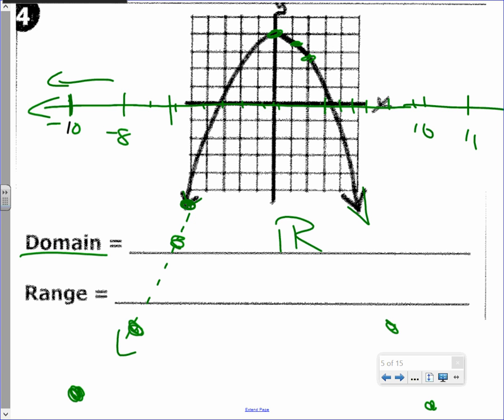So remember, domain, you're scanning your pencil from left to right. Now let's do the range. I'll do the range in blue.